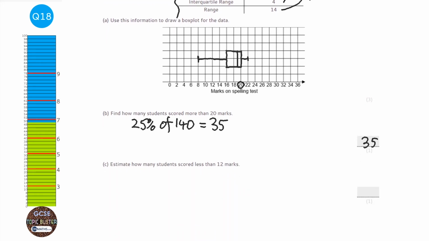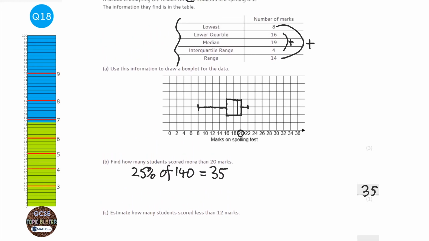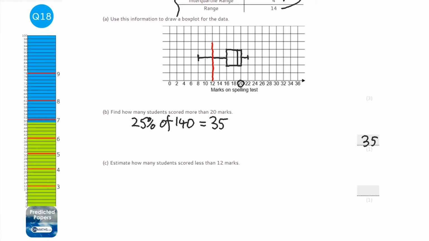Next one, question C. Estimate how many students scored less than 12 marks. So let's have a look at 12 marks. 12 marks is here, and 12 marks is halfway between the lowest value and the lower quartile. So we know there's 35 students who are in that quarter, and so we're going halfway there.